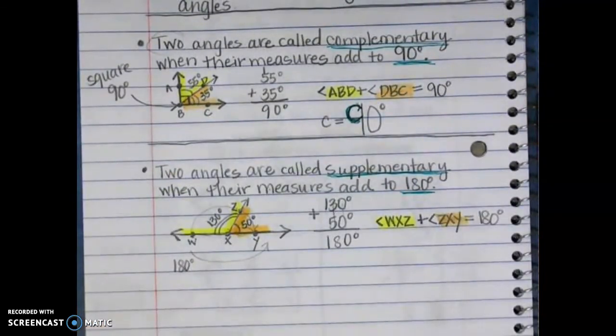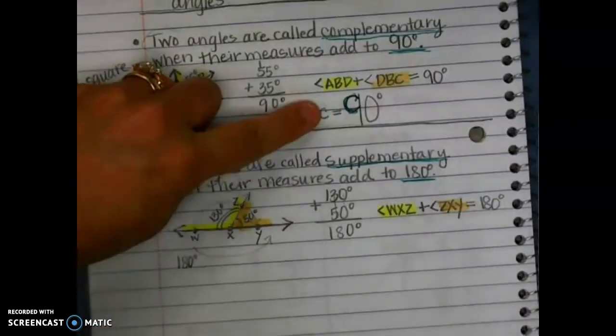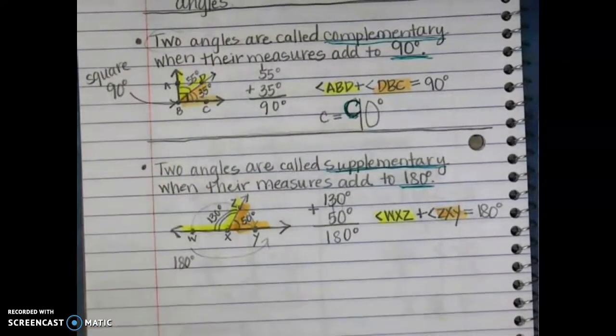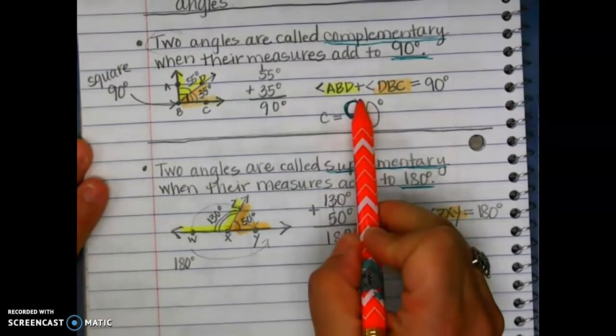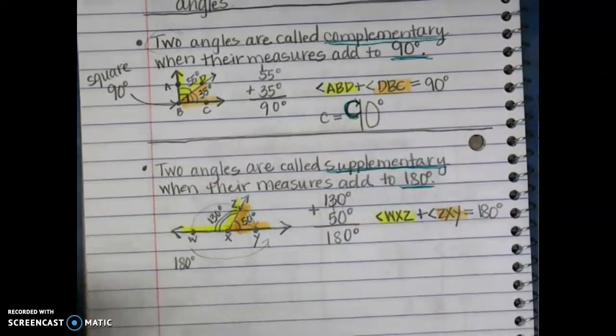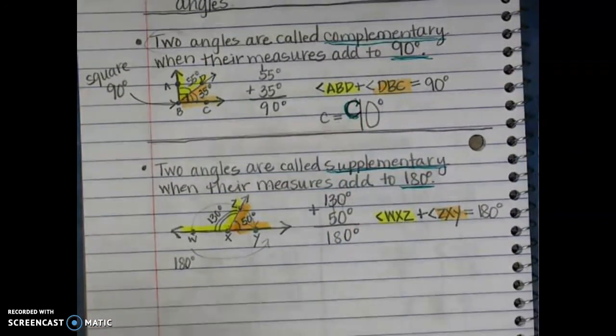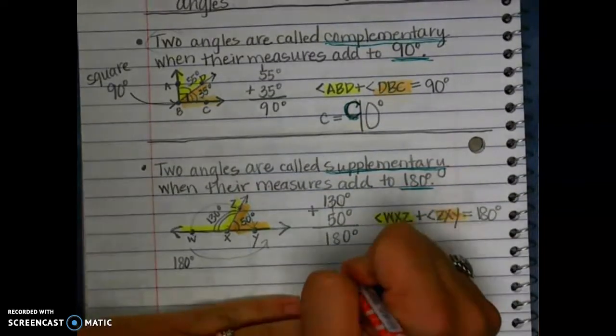Okay. Now, as a shortcut like we did up here, we started with the C for complementary, and as a memory trick, I was able to make that C into a 90. So I would remember complementary is 90. Well, supplementary starts with an S.